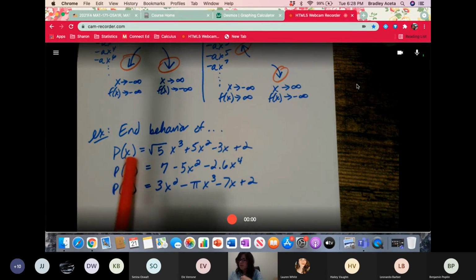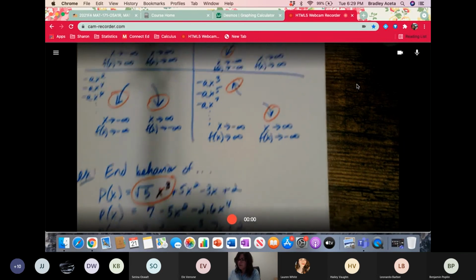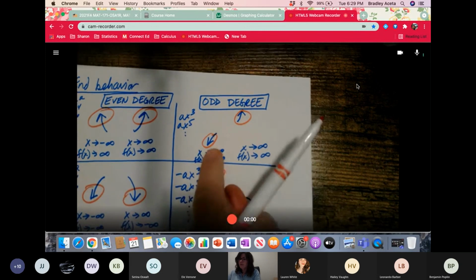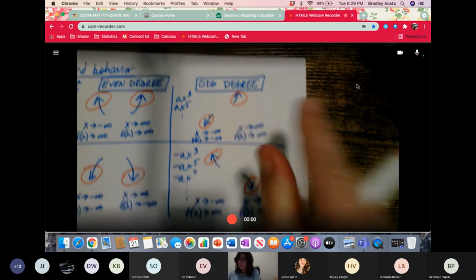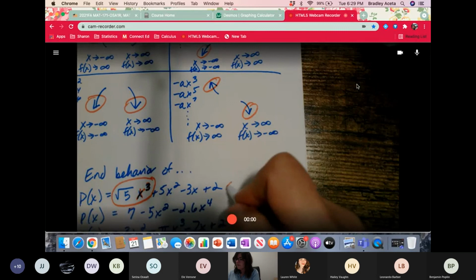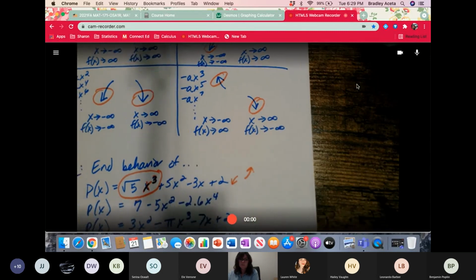Okay? Looking at this first polynomial, the square root of 5 x cubed plus 5 x squared minus 3x plus 2. You go and find yourself the leading coefficient right there, the one with the highest degree. That leading coefficient is positive, right? There's no negative there. It's an x cubed, so it's odd. So it's going to start down and end up. It's going to go down, up.